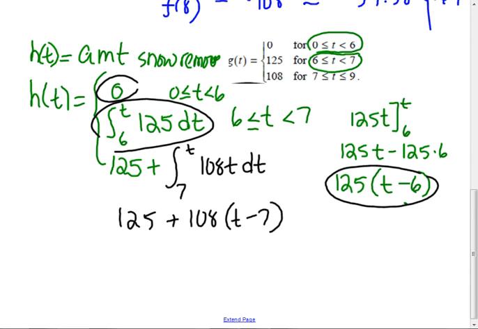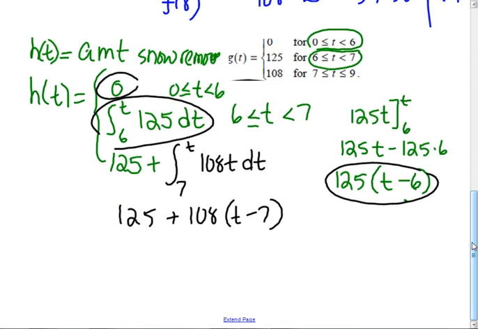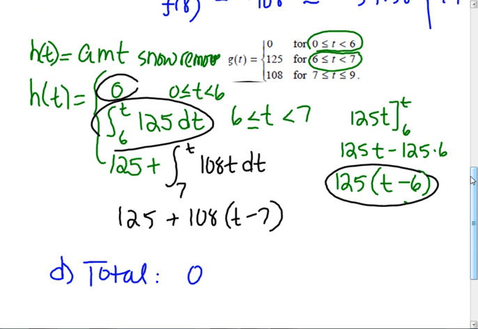They want the total amount of snow you remove by 9 o'clock in the morning. So, is that D? Total. Well, between 0 and 6, you've removed nothing. Between 6 and 7, how much have you removed? 125, right? Between 7 and 9, how much have you removed? 108. How many hours here? 2. Where was the mistake?